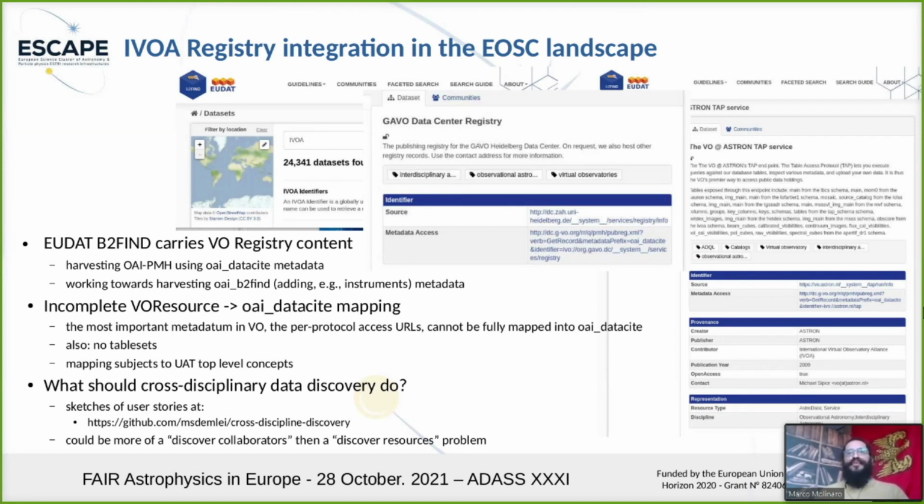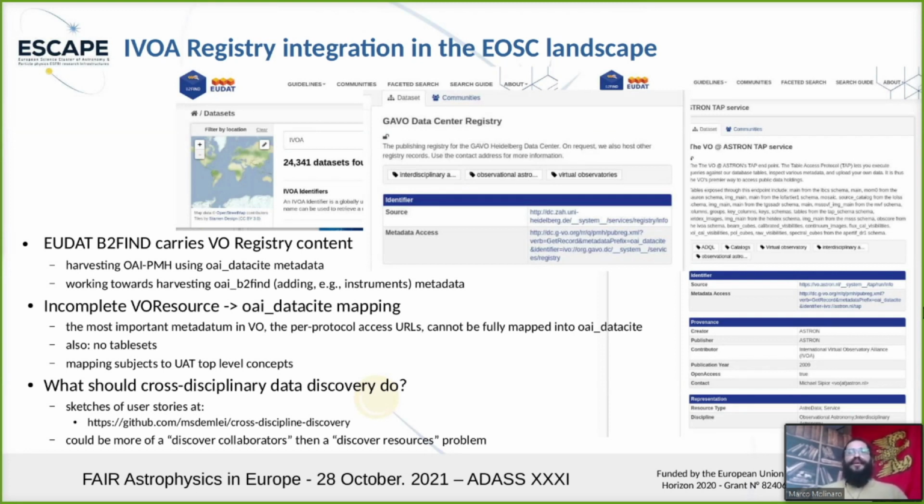The VO resource, that is the metadata schema for the IVOA registry, to DataCite mapping is not complete. The most important thing that is missing is the per-protocol access URLs that the VO registry carries, and this cannot be completely mapped into DataCite. Also, there is not really support for the table set solution, only general resources. On the other side, the top-level concepts of the Unified Astronomy Thesaurus have been mapped into the VO resource and are available also through B2Find.